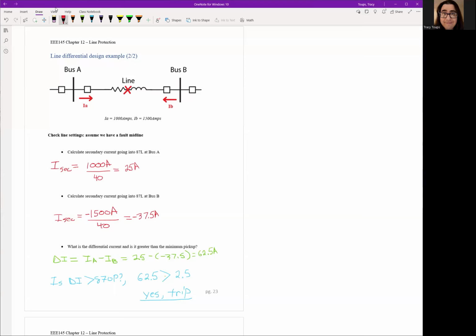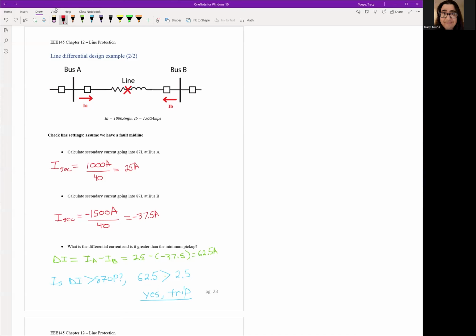So let's look at bus A. We're going to ask how much secondary current flows into the 87L relay. So it has 1,000 amps primary, it goes through the CT ratio. You have 25 amps flowing into the 87L at bus A. At bus B, you have an 87L, you're going to do the same thing. Because you're going into the line now, it's going to be negative 1,500 amps divided by 40 for your CT ratio. You get negative 37.5 amps. Take the difference of these two, you're going to get 62.5 amps is your differential current.